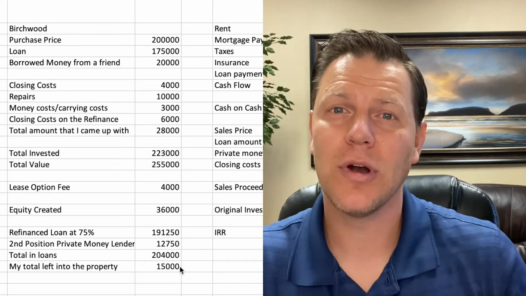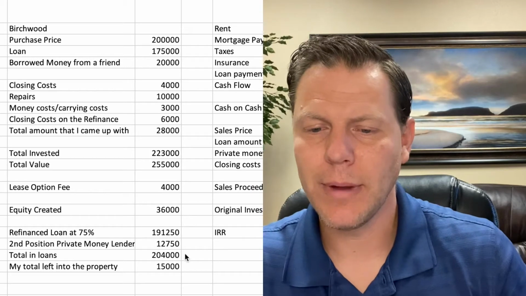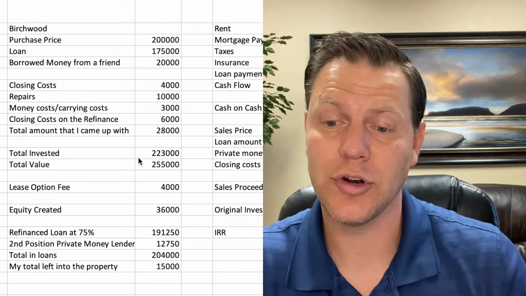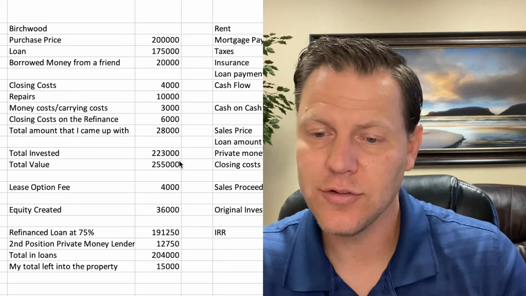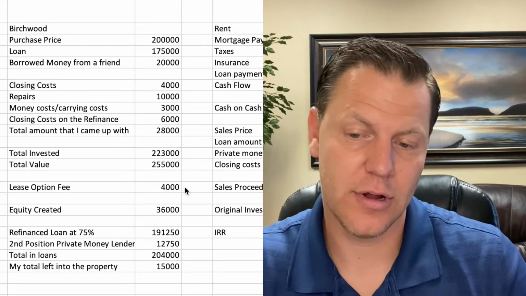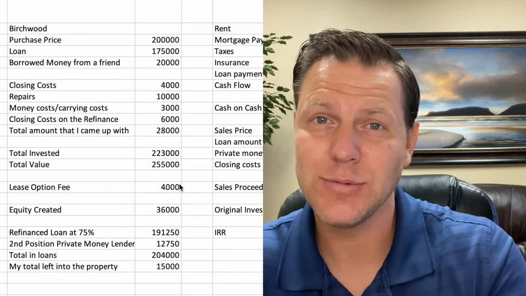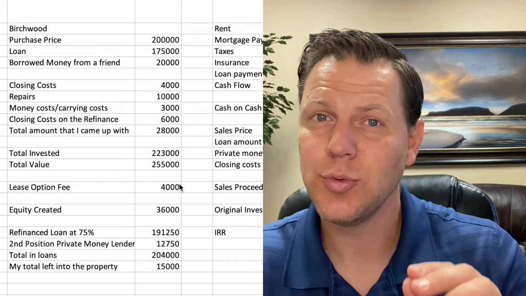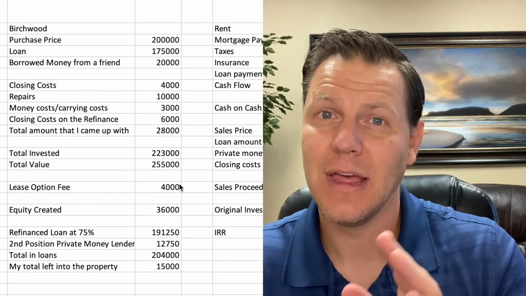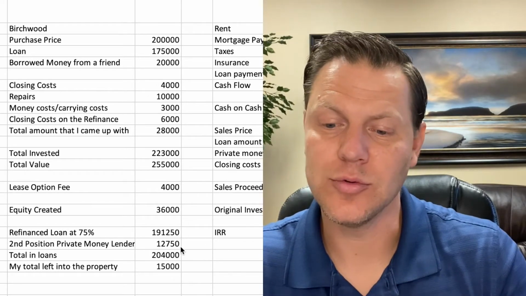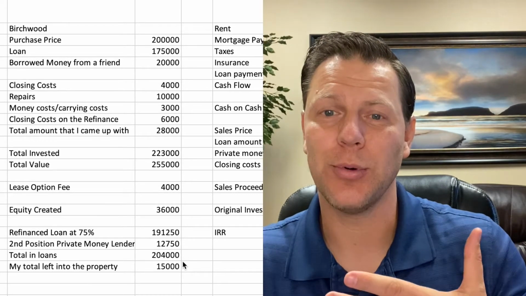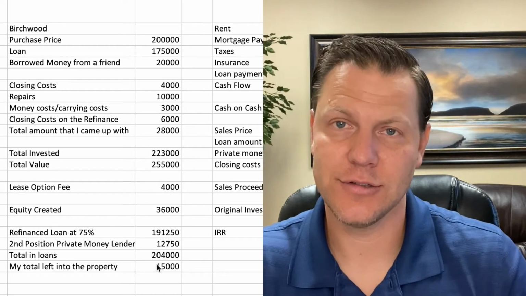So my total left into the property is going to be $15,000. Where did I get that number? Well, you remember that the total amount invested after I got it fixed up and everything was $223,000. But also I got an option fee for $4,000 right here. So when you minus the option fee from the total amount that I had into the property, that's going to be $219,000. Then when I get loans for $204,000, I have left into the property about $15,000.